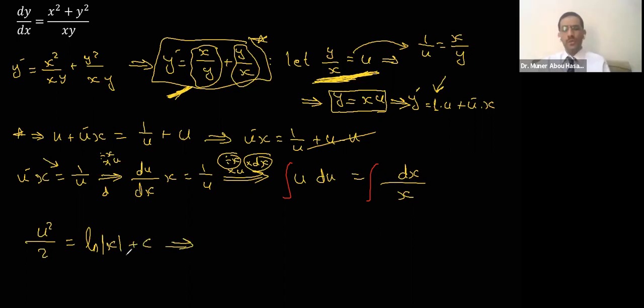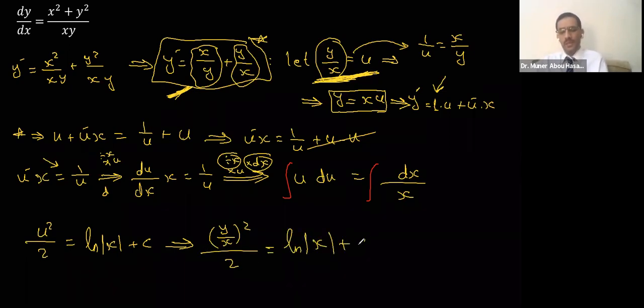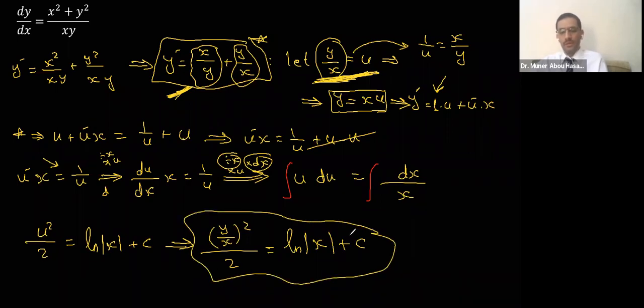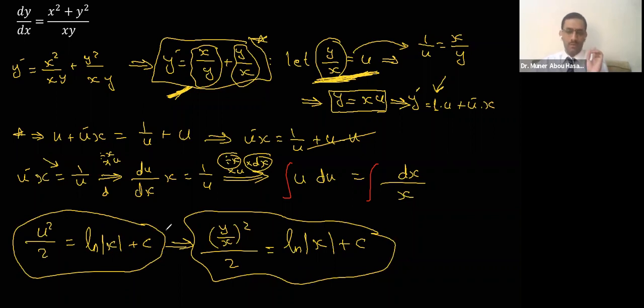Great. Now you found the solution, but unfortunately with u. And I don't know anything about u. You have to go back to the original u, which is y over x. So instead of u squared, I'm going to write (y over x) all squared divided by 2 equals ln of the absolute value of x plus c. This is my solution. Actually, if you stopped here in the exam, you would lose 1 mark because I don't know u. You used u.